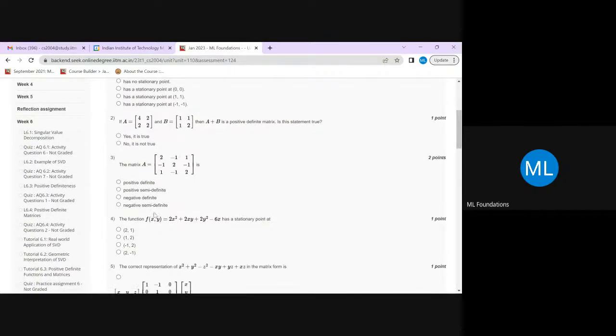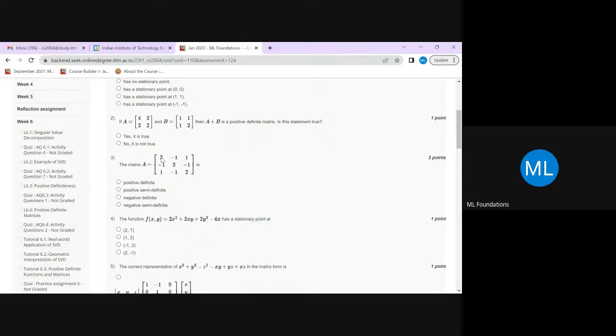Okay. Similarly, for the 3 cross 3 matrix, first check whether this is symmetric or not. This is symmetric, right? You can see directly. Then you have to calculate the eigenvalues. The second method is the pivot value, which is going to take a lot of time. The third method is the determinant.